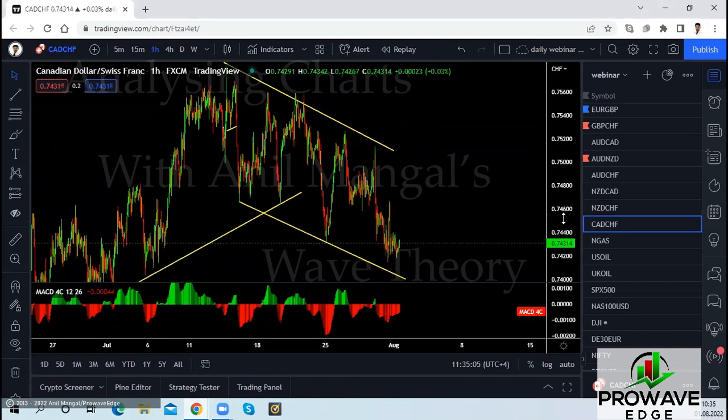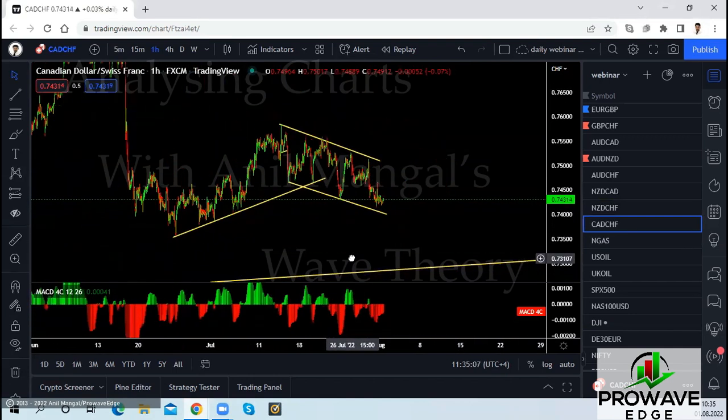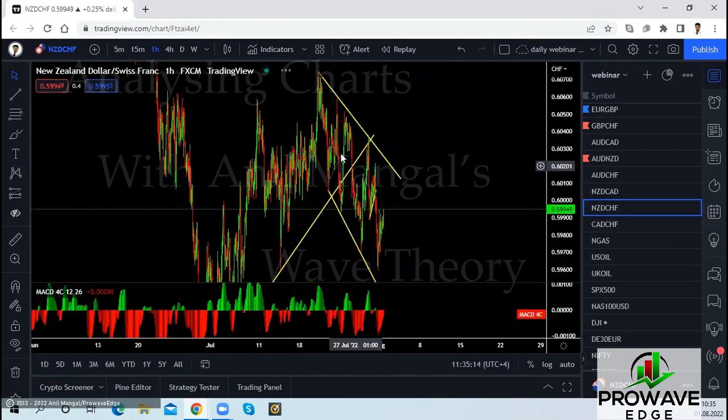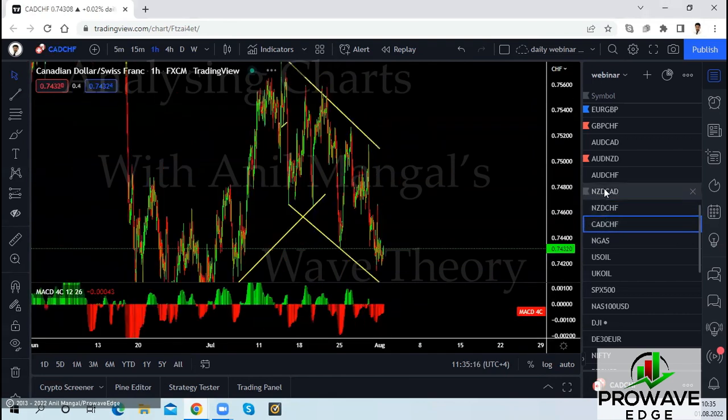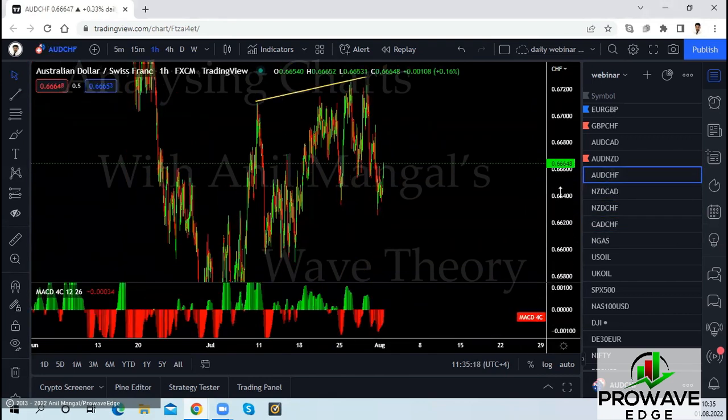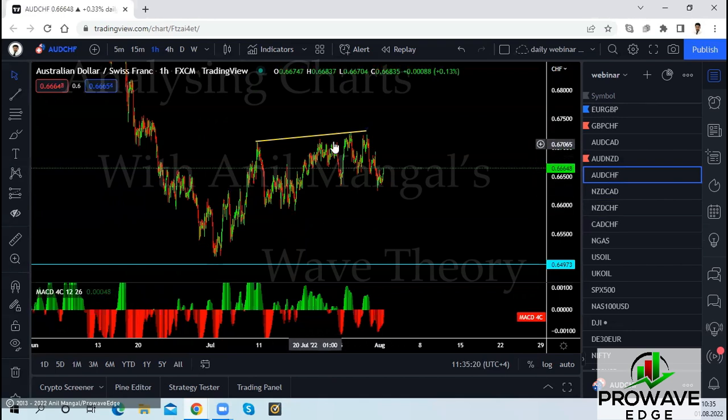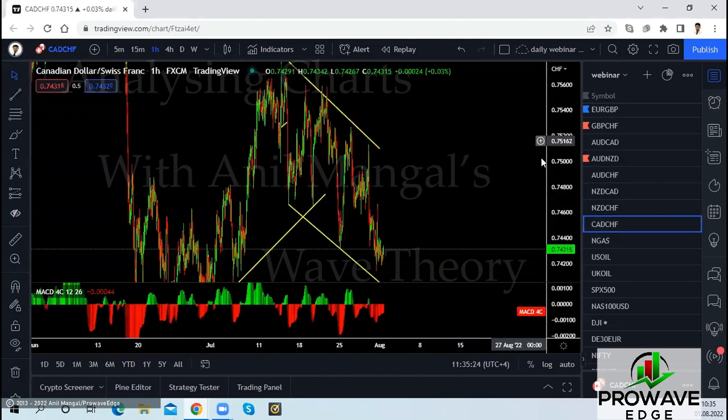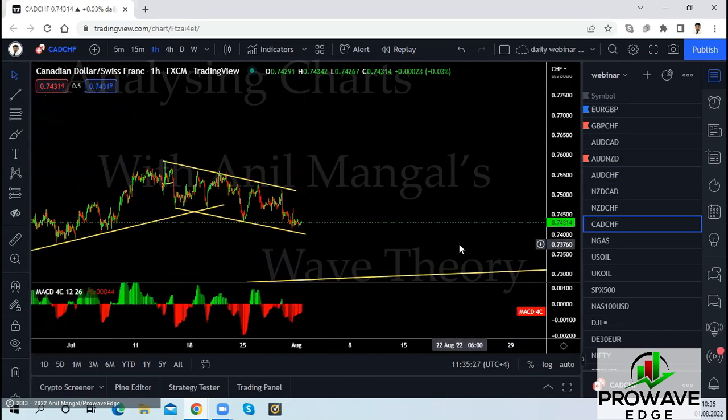Cat Swiss, sorry. I think Cat Swiss has the same structure. Right? A lot of these Swiss pairs have that structure. See, this structure. So let's see Aussie Swiss. Well, this one is a little complicated, but very similar. It has a flat here for upside. So I think we could pay attention to all the Swiss pairs today in the trading room and see what happens.